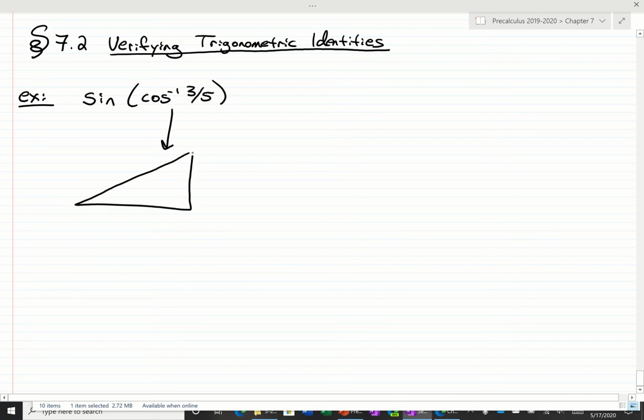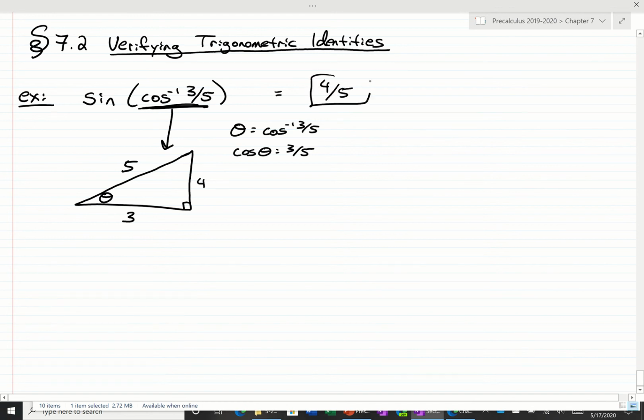So we could actually draw a triangle whose angle, the cosine of that would be 3/5. Another way to think about this is inverse cosine is an angle. We take the cosine of both sides. All right, so the cosine of that angle is 3/5. We just drew that triangle. So what's the sine of that angle? Well, using Pythagorean theorem, you get 4, so the sine would be 4/5.